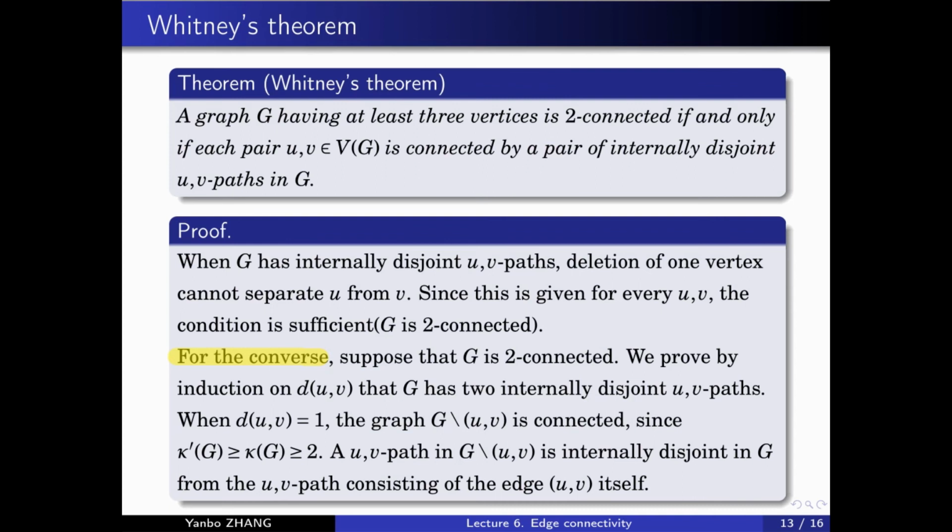Note that this uv with round brackets denotes the edge uv. A u-v path in G minus uv is internally disjoint in G from the edge uv itself. Hence, u and v are connected by a pair of internally disjoint u-v paths in G. The basis step is done.